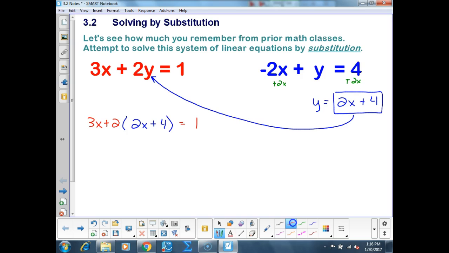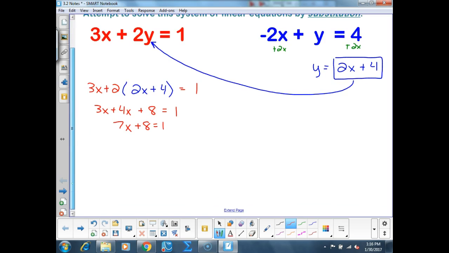Solve for x. So that's going to be 3x plus 4x plus 8 equals 1. 7x plus 8 equals 1. Subtracting 8, 7x equals -7. Dividing by 7, x equals -1.